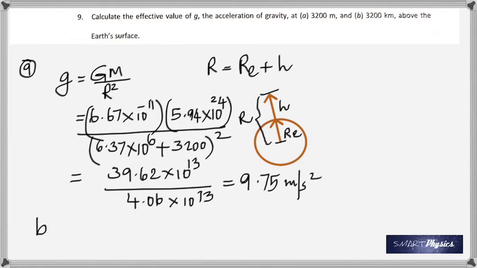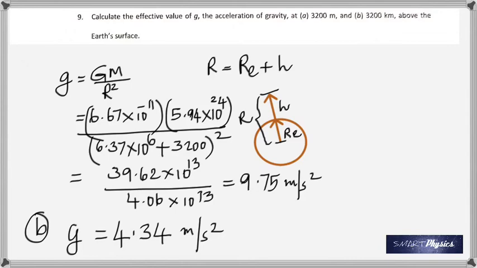So it's not much less at 3200 meter. But when you are at 3200 kilometers, you do the same thing, but you have to change the kilometers into meters and add it to the radius of the earth. And when you do the same thing and calculate, you're going to get 4.34 meter per second squared. Because it's to be done the same way, I am not repeating it, but that's the answer you get. This time you see that the acceleration due to gravity is really small.